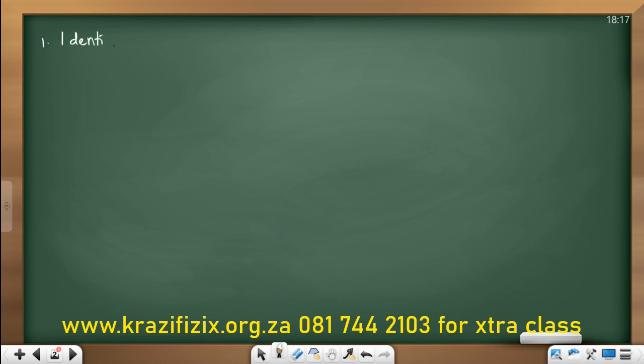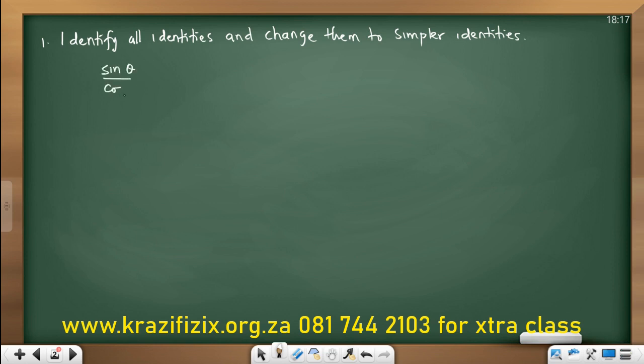Number one, identify all identities and change them to simpler identities. What do I mean? In grade 11, there are just a few that we need to know. What are the identities that we need to know? Sine theta over cos theta, that is actually equal to tan theta. That's the first one.